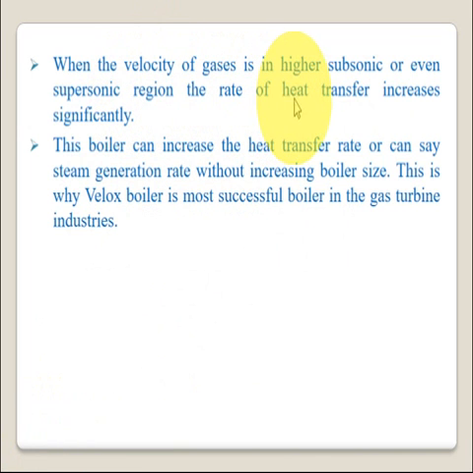When the velocity of gases is in the higher subsonic or even supersonic region, the rate of heat transfer in the combustion chamber increases significantly. This boiler can increase the heat transfer rate, or we can say the steam generation rate, without increasing boiler size. This is why the Velox boiler is the most successful boiler in gas turbine industries.